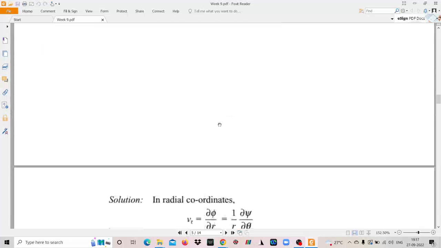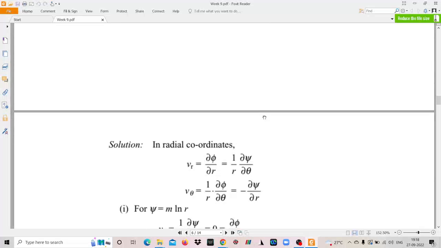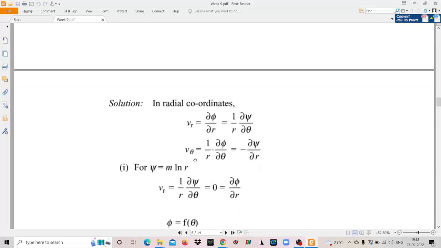Let us look at the first part. One more important thing, you can see that both these functions, the stream function in the first part and the velocity potential function in the second part, are not in our standard Cartesian or xyz coordinate system. They are in polar or radial coordinates. In radial coordinates, the radial component of velocity Vr is del phi by del r, which is equal to 1 by r del psi by del theta. And v theta, the angular component of velocity, is 1 by r del phi by del theta, which is equal to minus of del psi by del r.